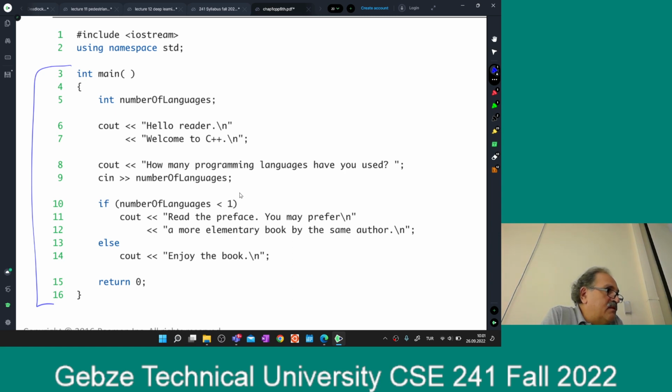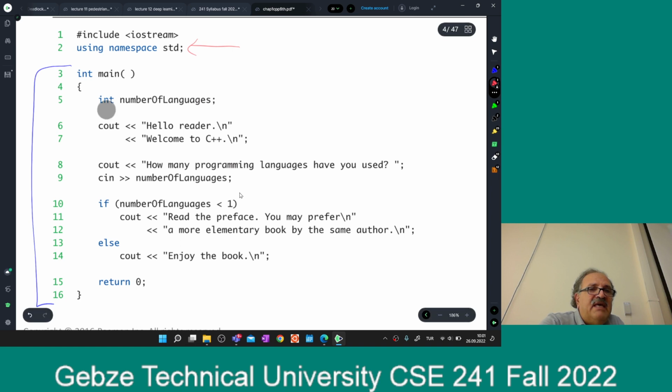Why is the main function declared as int? It comes from integer, right? This main function returns an integer. This is the return type, and it is exactly the same as C. In C, we do exactly the same thing. So there is nothing new in this. This part comes from C++, but it's just a header file. Lines 3, 4, and 5 are exactly as in C, no difference.